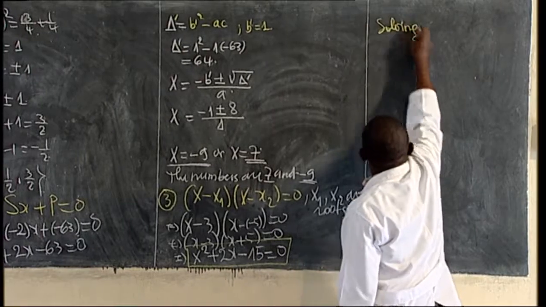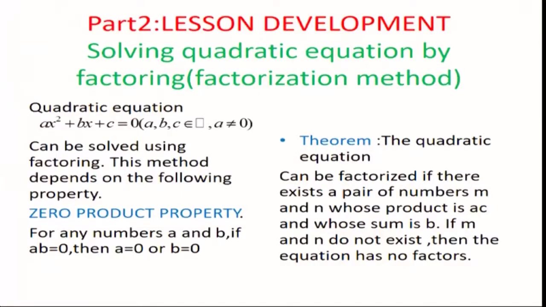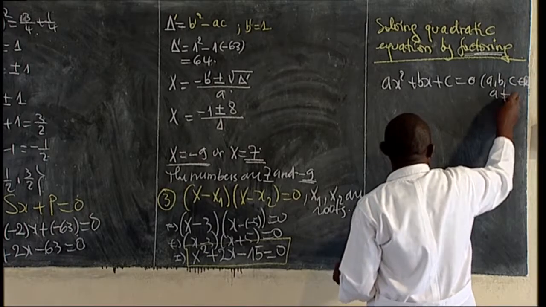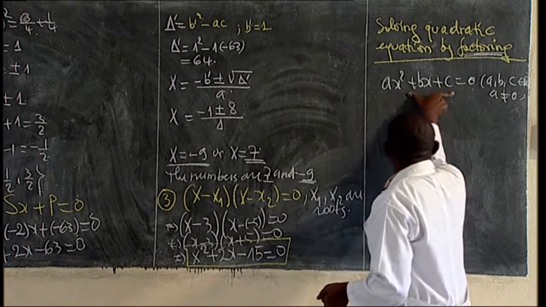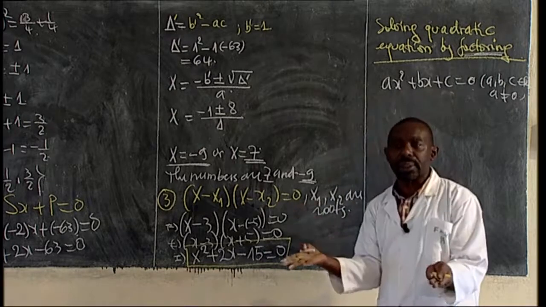Solving quadratic equation by factoring. By factoring, you understand there are factors. It means that you have your quadratic equation, where of course A, B, C are real numbers, and A is different from 0 to get a quadratic equation. It means that you need to change this quadratic equation into factors.